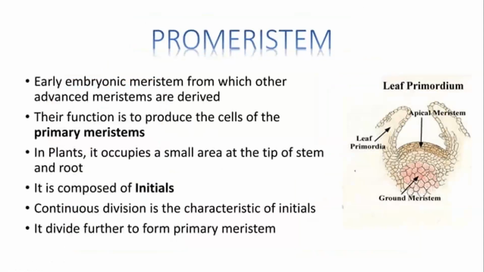Generally they are present in the tips of the stem and root, and they are composed of initials. A group of cells that undergo division are called initials. Continuous division is the characteristic of the initials, and they divide further to form the primary meristem. So from the promeristem, the formation of primary meristem occurs.